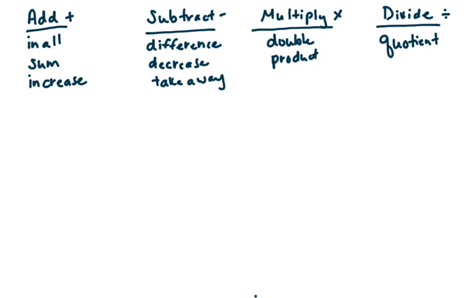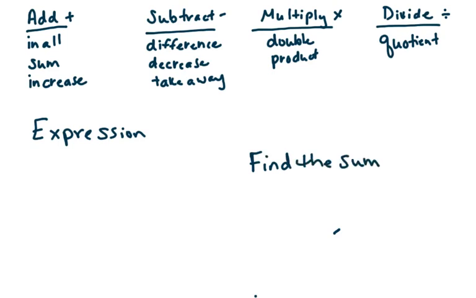An expression is a mathematical phrase that contains numbers and at least one operation. For example, find the sum of 6 and 3 is an expression. And it's an expression that can also be written in numbers. The sum of 6 and 3, which means you're going to add 6 and 3.